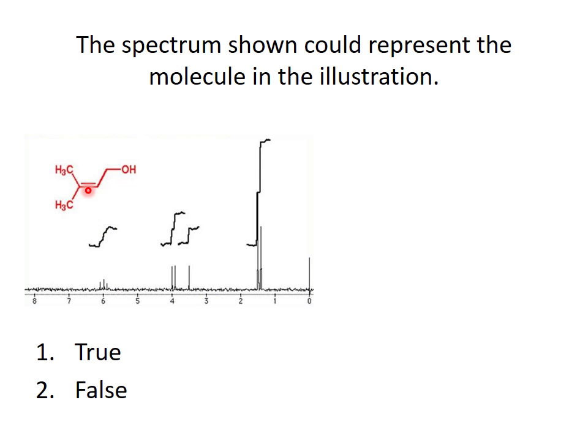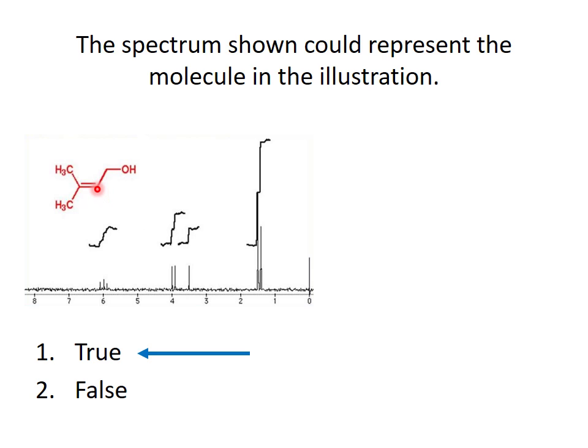Could this spectrum be for this compound? It can. Let's go see how. Let's start down here at 1.4. That would be these two methyl groups. Because those methyls are on different sides of the double bond, they're different. So you see two separate peaks for them. There are no hydrogens here, so they're singlets.